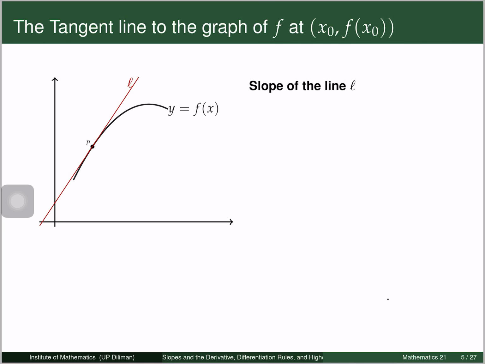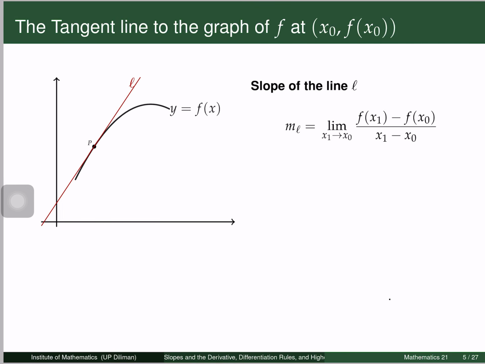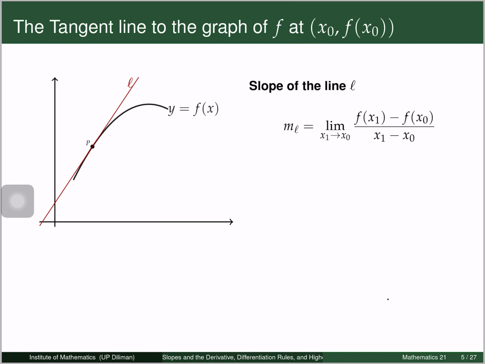So ang tanong natin, what is the slope of the line L? So we know the slopes of the secant line, tapos pinapalapit natin yung mga secant line kay line L. So to get the slope of line L, you just get the limit of the slopes of the secant line. So you let x1 approach x0.